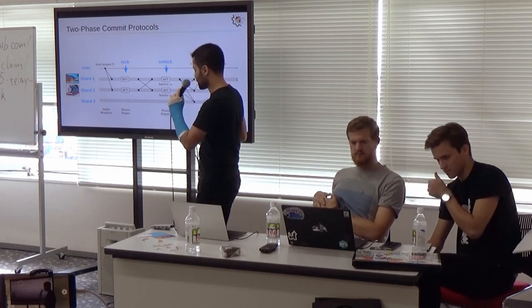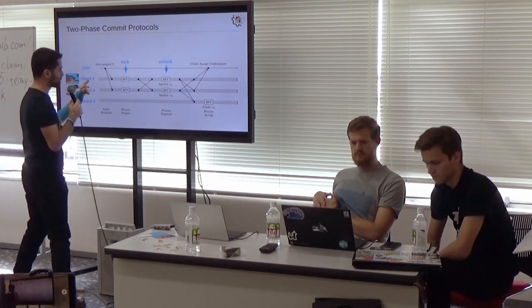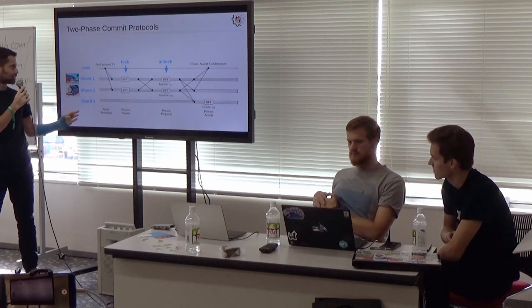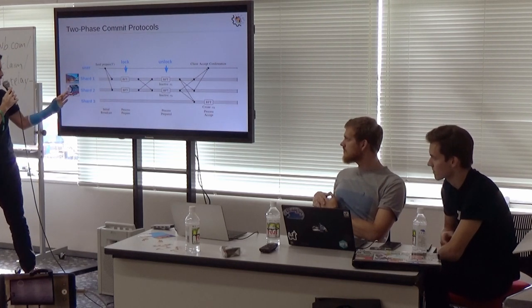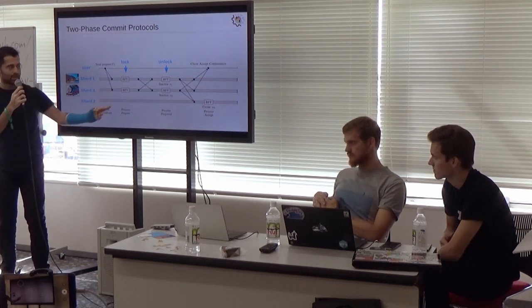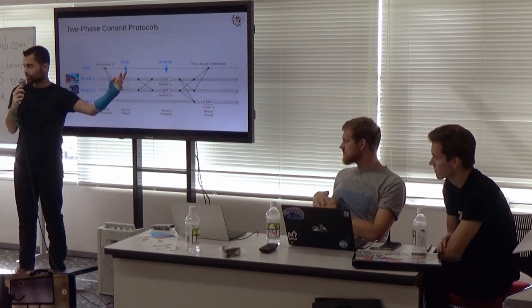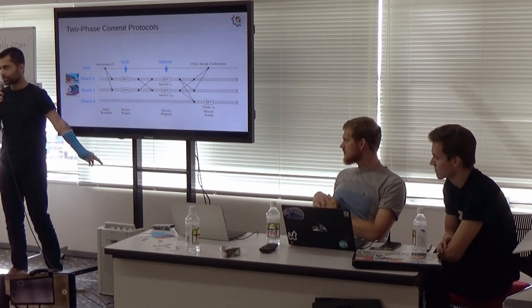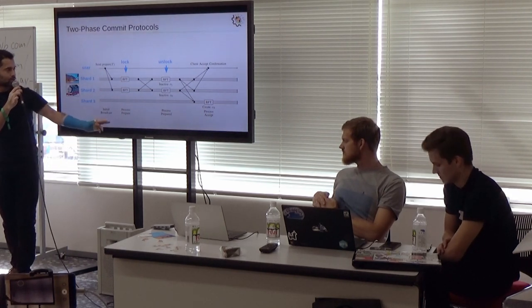Now, what could happen is, I have a diagram for this, but if another transaction, if Bob comes along and tries to reserve the same hotel, this locking will fail, and then both of the objects will be unlocked, but the transaction will be aborted. The transaction won't be committed, it will be aborted.